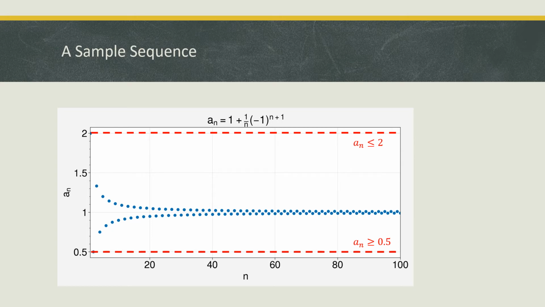Finally, we see that as n becomes large or approaches infinity, the sequence approaches 1. We say that the limit of the sequence is 1, or that it converges to 1.